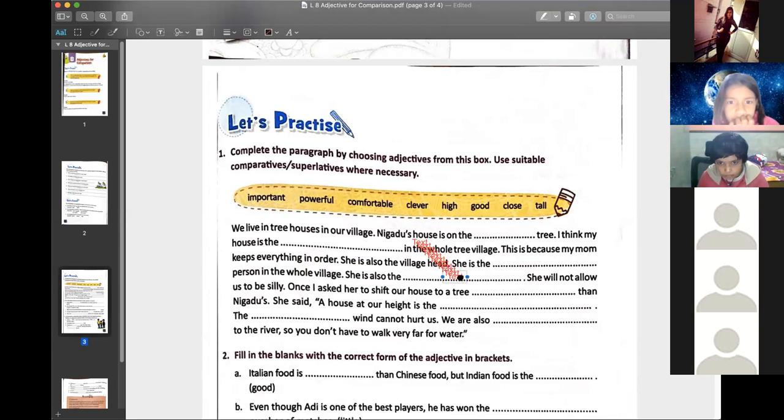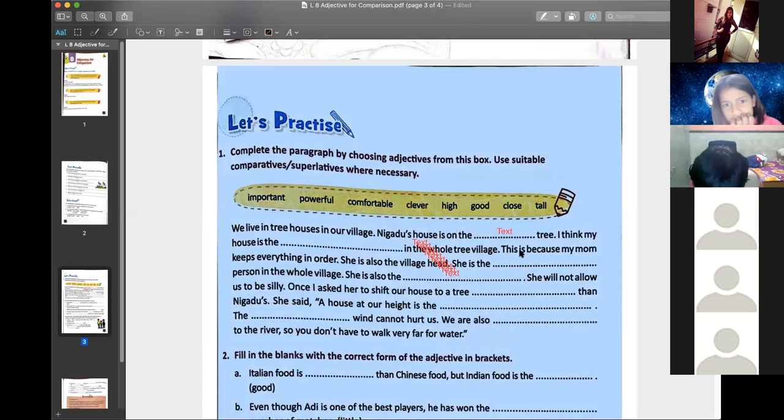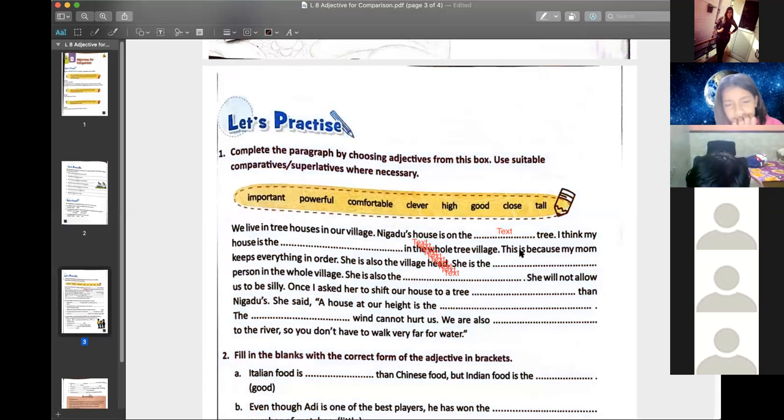Let's see. You have to choose the correct words from the brackets and again comparative or superlative. We live in a tree house in our village. Nigadu's house is on the dash tree. Yes, Aditya Gerola, tallest. Tallest, very good. I think my house is the dash in the whole tree village.